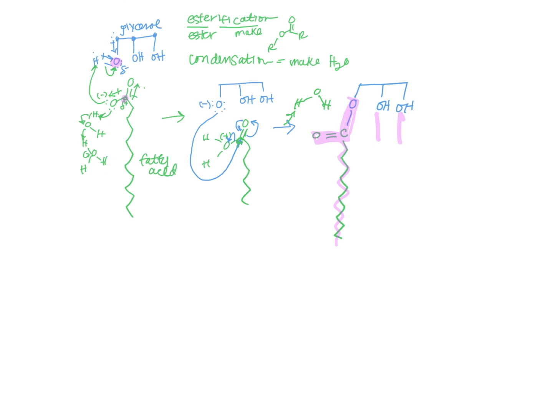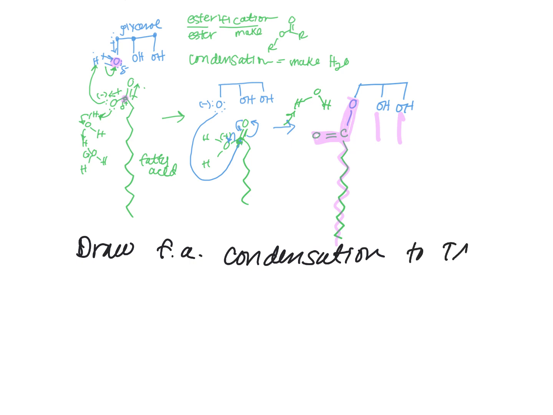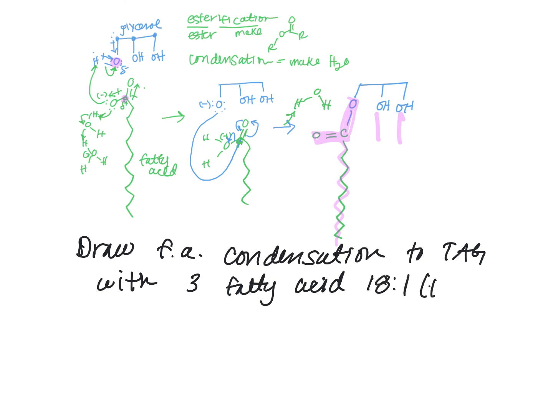And if I were to ask you to draw fatty acid condensation to a TAG with, let's say that they're all the same, 3 fatty acids that have this structure, 18:1 trans delta 8. Then each of the tails will have this structure.